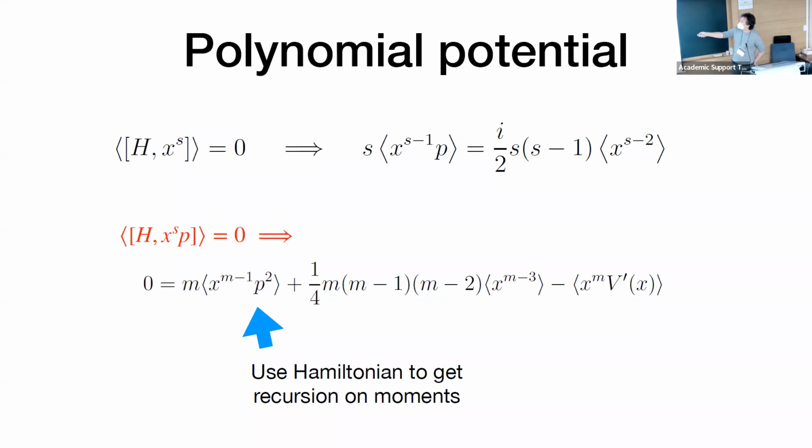And then if you take this x to the s p and do the commutator with H, then you get some term here, which is p squared. So it's the commutator of p squared with x to the s. That takes away one power of p. You add the other power of p, and you get a p squared. And then you get m times n minus 1 and n minus 2 x to the n minus 3. Those are the commutators of this stuff with the potential.